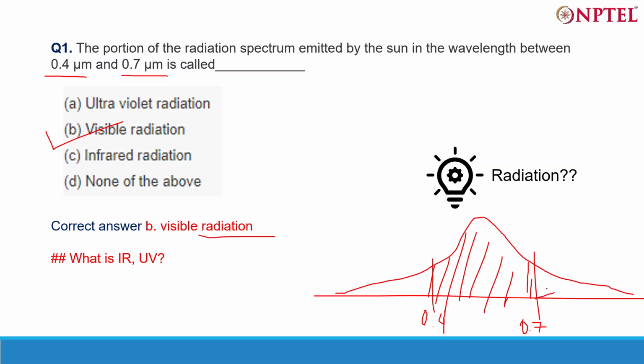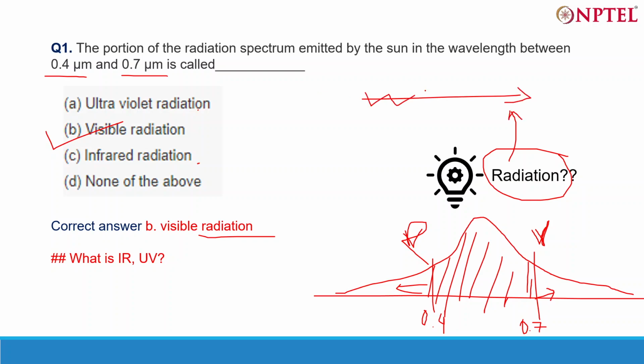Whatever is beyond this visible region is ultraviolet radiation, and whatever is here is infrared. So that's how ultraviolet and infrared are different. More wavelength, less energy. Another thing is, what is radiation? Radiation is the mode of heat transfer which works through vacuum. The energy is transferred through vacuum in the form of a wavelength. Now you know the IR and UV.